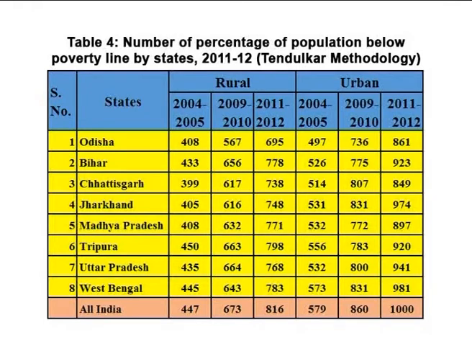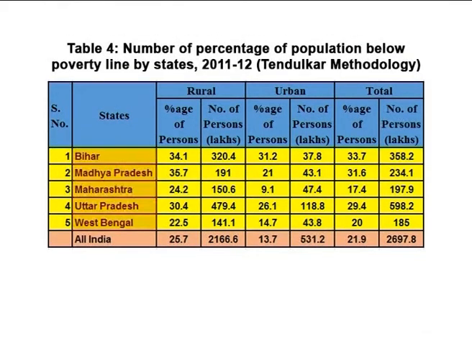From the tables, we can find that Odisha, Bihar, Chhattisgarh, Jharkhand, Madhya Pradesh, Tripura, Uttar Pradesh, and West Bengal are the states showing extreme poverty in rural as well as urban areas during the year 2011-12, as shown in Table 4. Table 4 shows that Bihar, Madhya Pradesh, Maharashtra, UP, and West Bengal are the states with the maximum number of people below poverty line in 2011-12 as estimated by Tendulkar methodology.